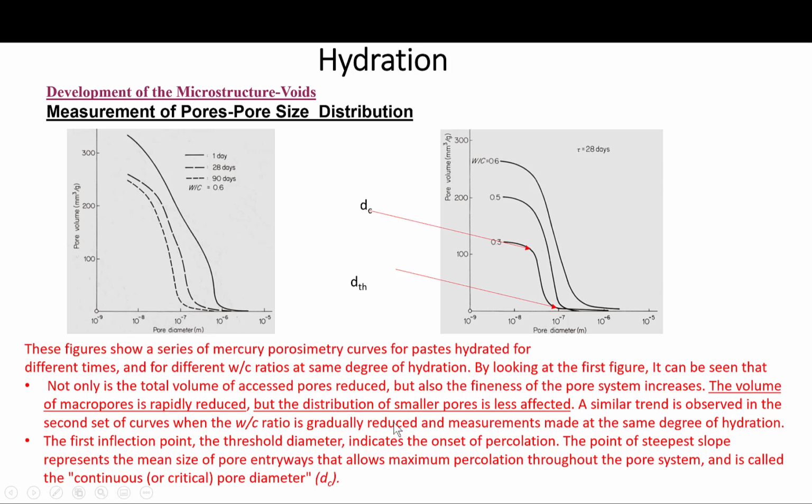You see a similar trend observed in the second curve, where the water cement ratio is gradually reduced and measurements are made at the same degree of hydration, 28 days. The first inflection point, the threshold diameter, indicates basically the onset of percolation, which is of course reduced with the reduced water cement ratio. The point of the steepest slope represents the mean size of pore entry that allows maximum percolation throughout the pore system. This is called the continuous or critical pore diameter.